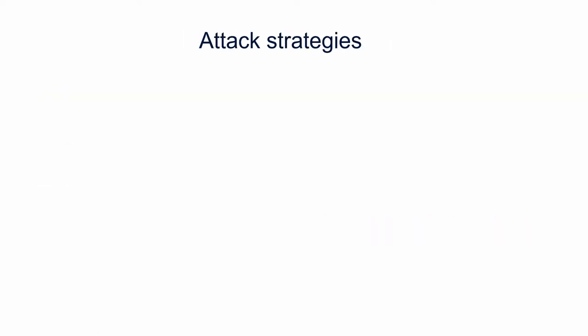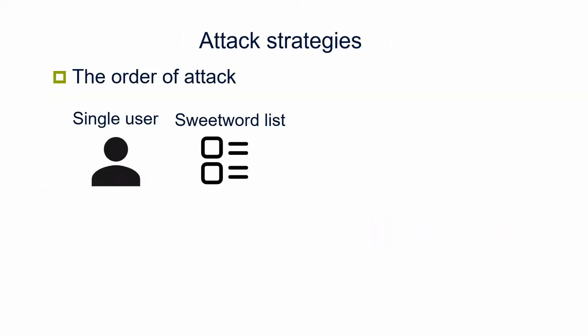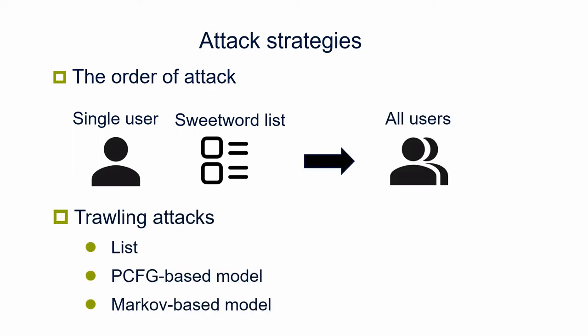For attack strategies, the overall idea is to first sort the sweet words of each user, and then expand to sort the sweet words of all users. We introduce three probabilistic password models. They are list, PCFG, and Markov. For list, it's a simple yet useful model. The probability of a password is directly equal to its relative frequency in the dataset. For PCFG and Markov, they are two leading models widely used in the field of password guessing.